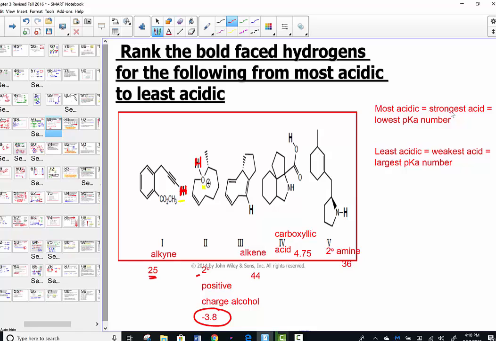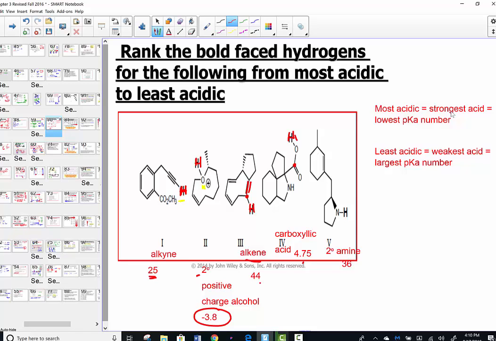Here's the third structure. This is an H attached to a carbon that's in a double bond. So that's an ene. I reported 44. Here's the hydrogen attached in a functional group called a carboxylic acid, C double bond OOH. Carboxylic acid is that functional group, 4.75.